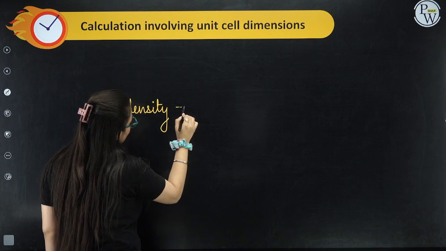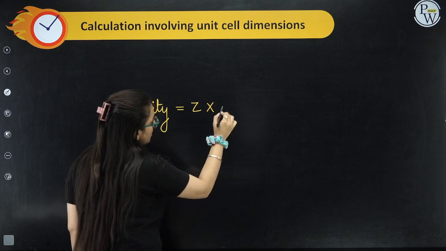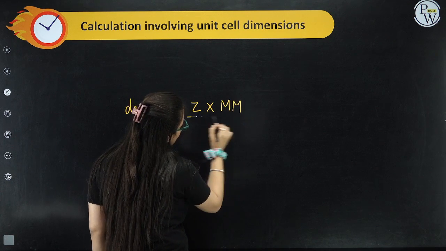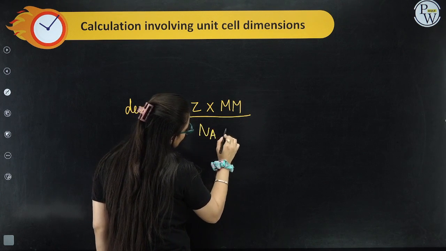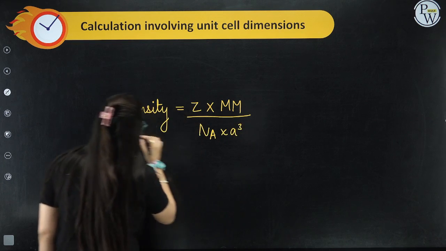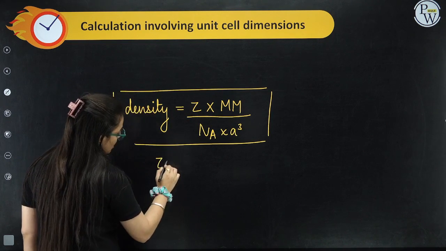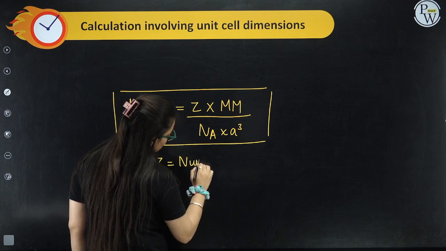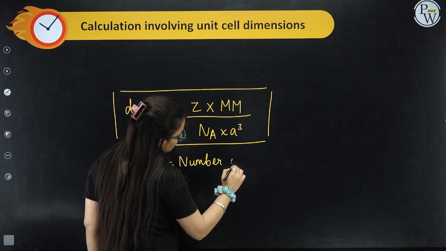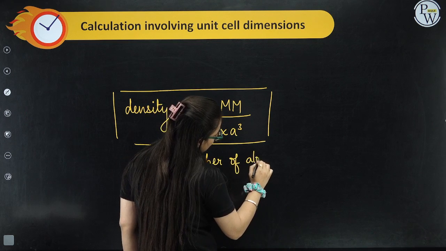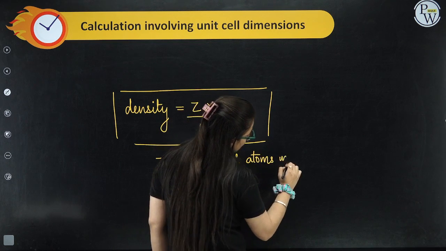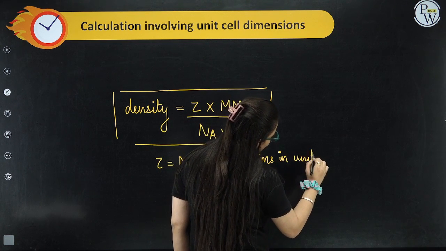In order to calculate density, density is equal to Z into molecular mass divided by Avogadro's number into A cube. So this is basically the formula of density. Let me tell you what Z is over here. Z is the number of atoms in a unit cell.